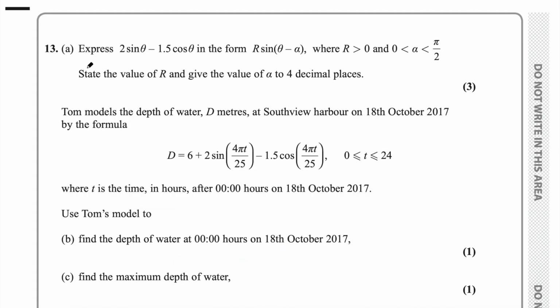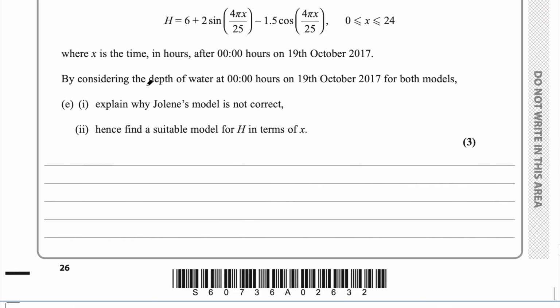Question 13, part A says express 2 sine theta, take 1.5 cosine theta in the form r sine theta take alpha, where r is greater than 0 and alpha is between 0 and pi on 2. State the value of r and give the value of alpha to 4 decimal places. Okay, so this is a fairly common question in A levels, and the usefulness of it is actually demonstrated in this question. So I won't go into that now, but let's have a look at A.